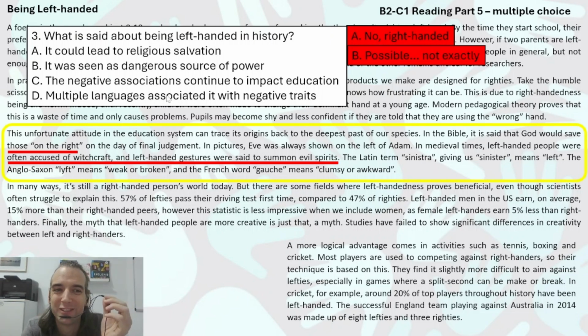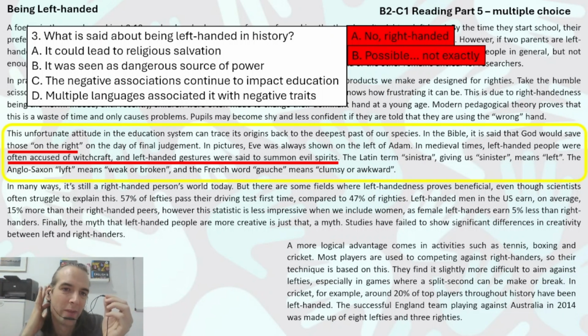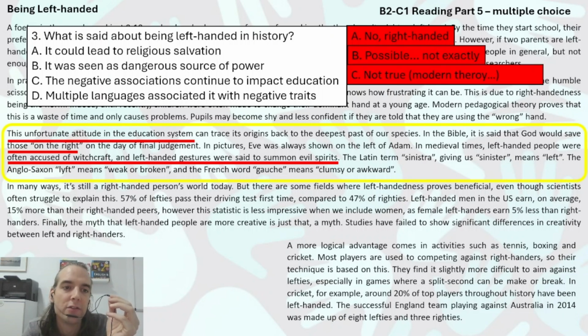B, not really true either. I mean, it says you could summon evil spirits, you were accused of witchcraft. Does that mean it's a source of power? Sort of, but it's not quite a direct, it says that. I think we can do better. C, they continue to impact education is not true. It mentions unfortunate attitude in the education system, but in the previous paragraph it says that modern theory proves this is a waste of time. So we can't really say, it doesn't say that it continues to do it.